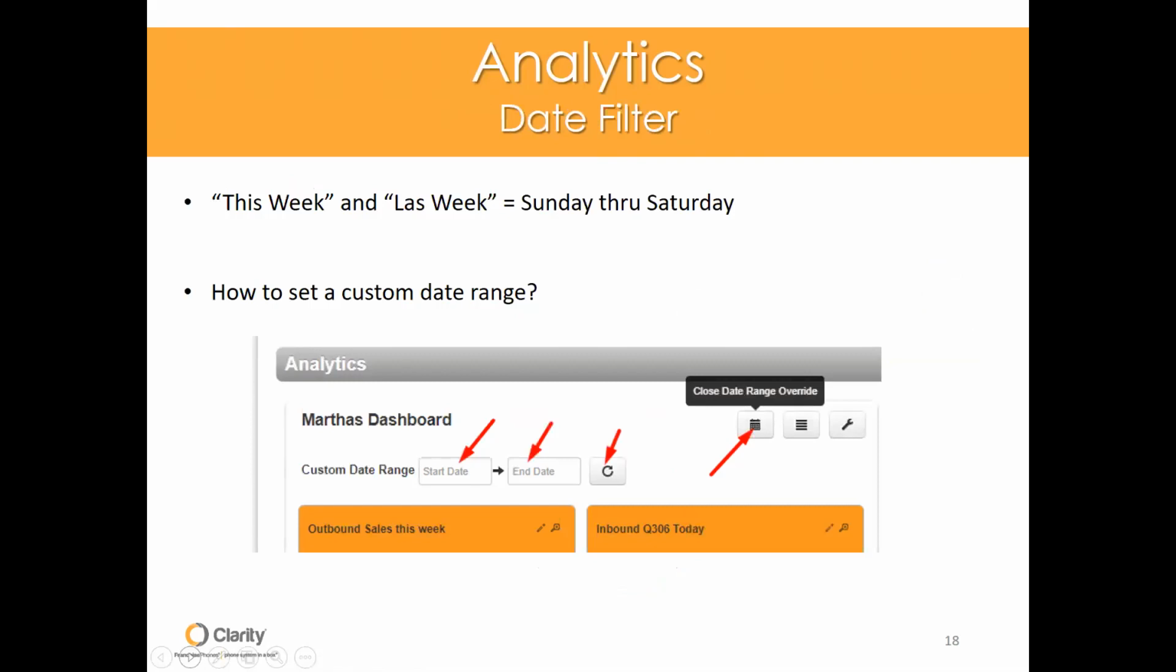As a reminder, we've got the date filter. You can click on the calendar in analytics, and then choose your start date and end date. And remember, when you do last week, this week, whatever, it does include weekends. It is Sunday through Saturday. So that was another concern a customer had. They were confused because they were only looking at Monday through Friday. Yeah, so last week, this week does include weekends.